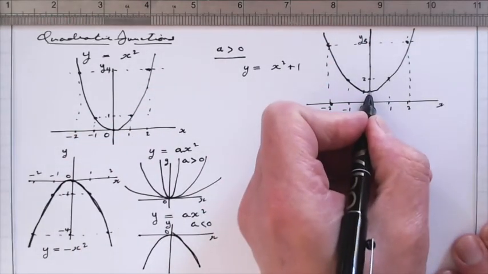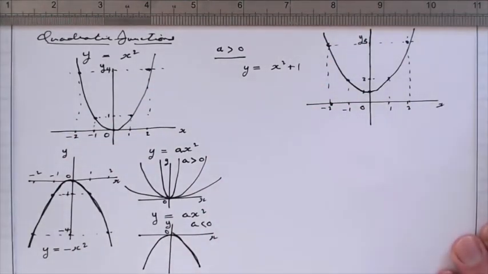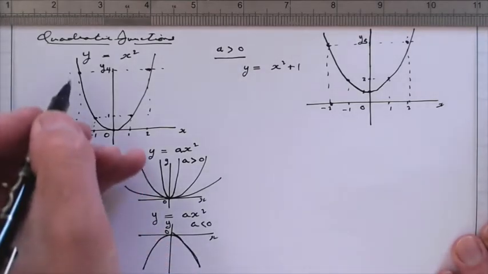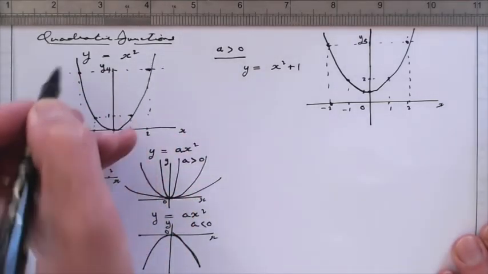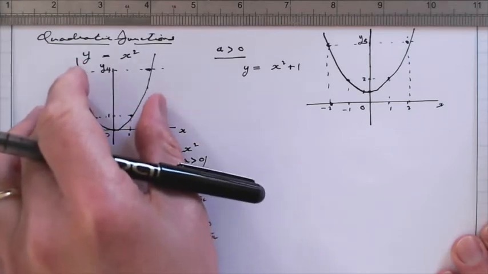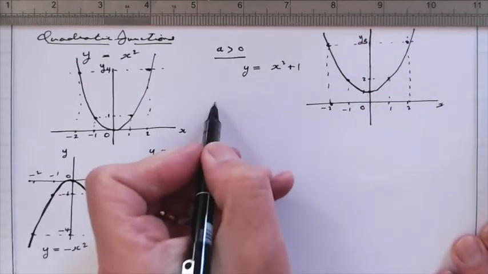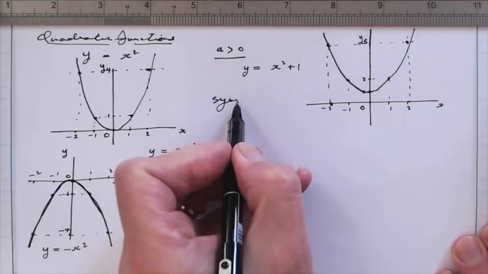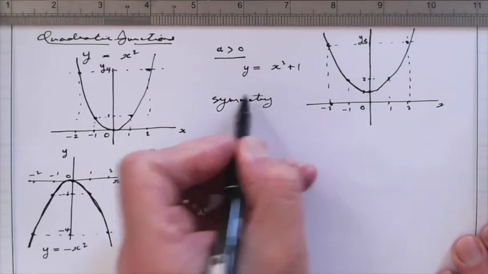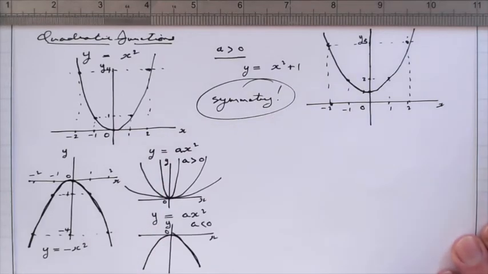Okay. Right. What's the key point from doing this? Well, very similar to this curve, but it's just been shifted up by 1 unit. It's symmetric still. So let me just put the word symmetry here in big writing in the middle of the page as one of the really big points that we're getting from this.